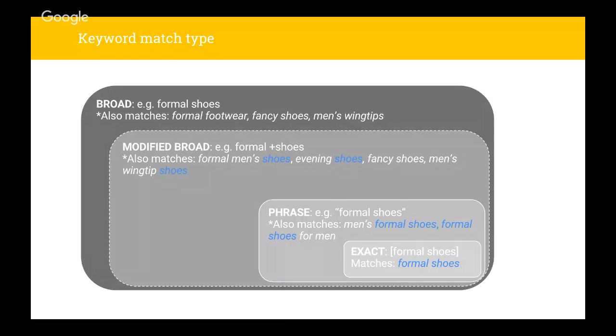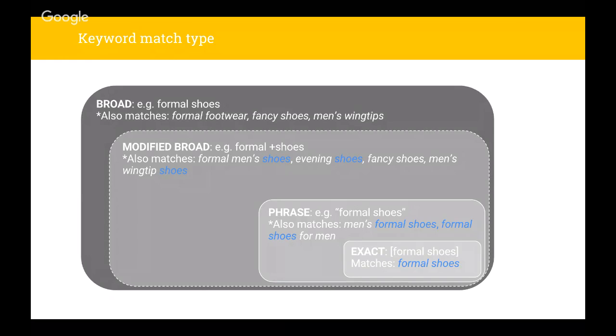So in this case, men's formal shoes, or formal shoes for men. The phrase still has to be in the same order, but there can be something in front or behind it. Then if you go one step further up, it's modified broad match. What we do there is, formal has to be somewhere in the query, and shoes has to be somewhere in there, but the order doesn't really matter anymore. And there can be words in between or after it.